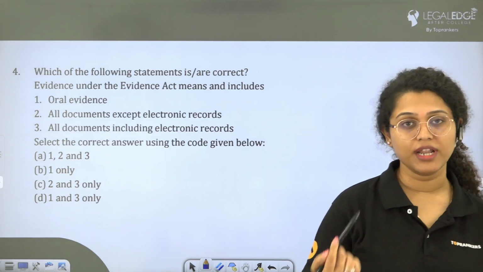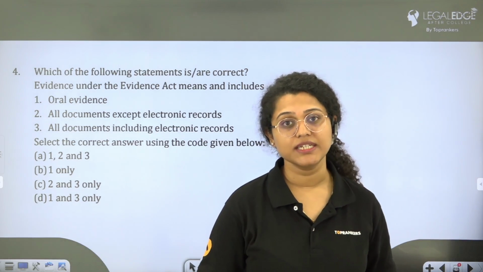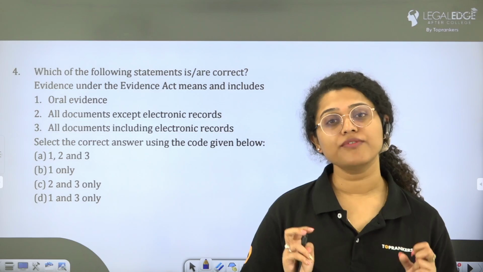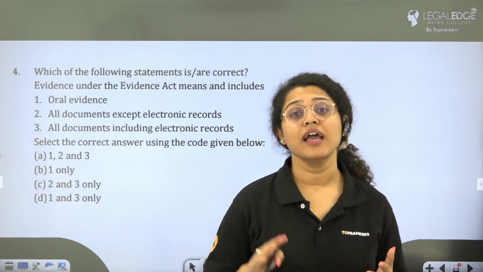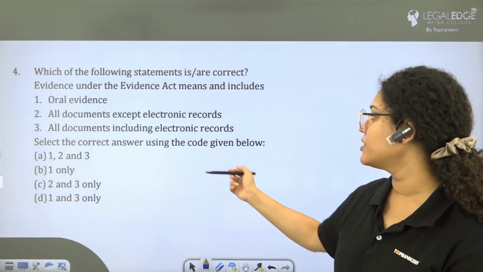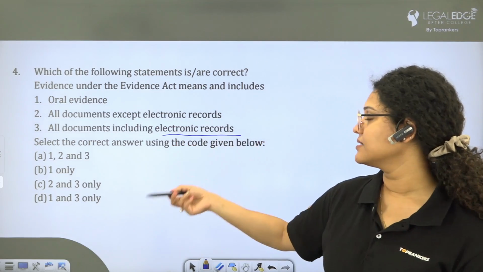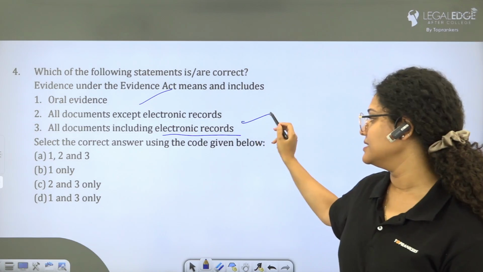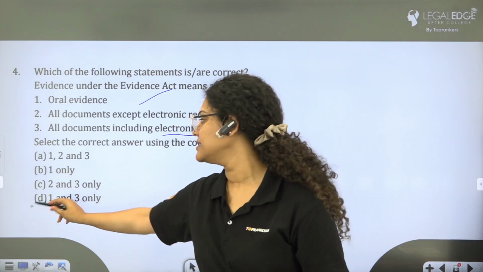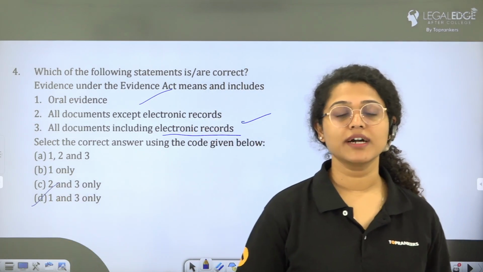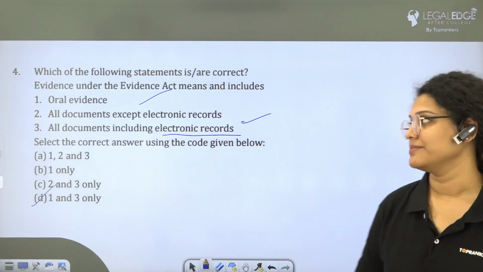So both oral evidence and documentary evidences fall within the definition of evidence under Indian Evidence Act, and they include electronic records. So your answer here will be 1 and 3, which is your option number D. Option number D will be your correct answer for this question.